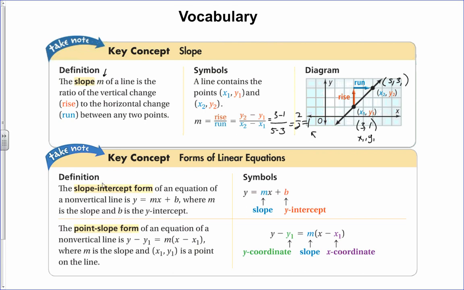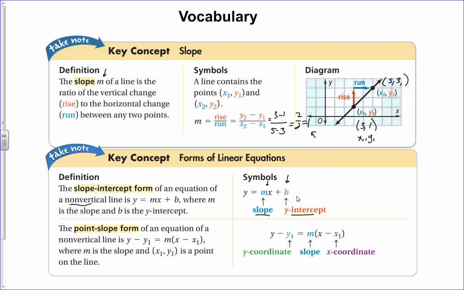Alright, next word is slope-intercept form. The slope-intercept form of an equation of a non-vertical line, that's the key word, non-vertical, line is y equals mx plus b, where m is the slope and b is the y-intercept. So this is your slope right here, m, meaning if we were writing the equation for this line, m would be a 1 because it has a slope of 1. And the y-intercept is where it physically crosses the y-axis. This is all you need to draw a line, the slope and the y-intercept.